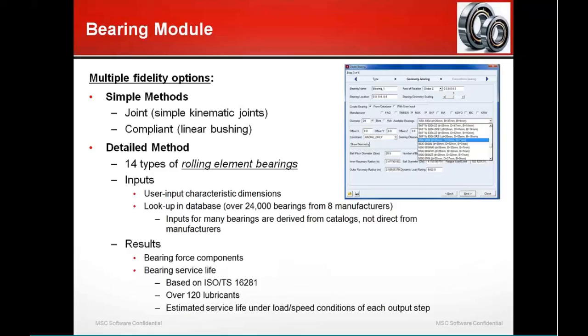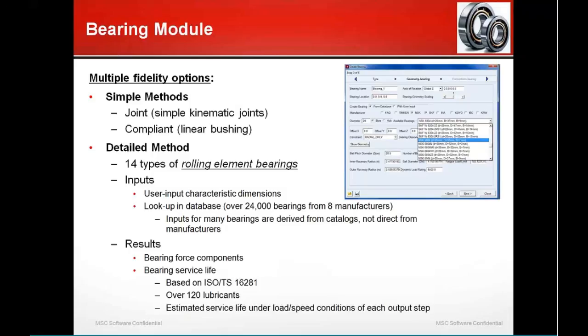From an input standpoint, again, wizard-driven inputs as other things in machinery are. In this case, we have a nice feature in that we have access to a bearing library of 24,000 bearings from 8 different manufacturers to grab off-the-shelf catalog bearings. Inputs are derived in most cases from the catalog. Some of them come to us directly from the manufacturers for the various input parameters: inner race, outer race radius, number of rollers, roller dimensions, those kinds of things. All those things are inputs to our calculation.